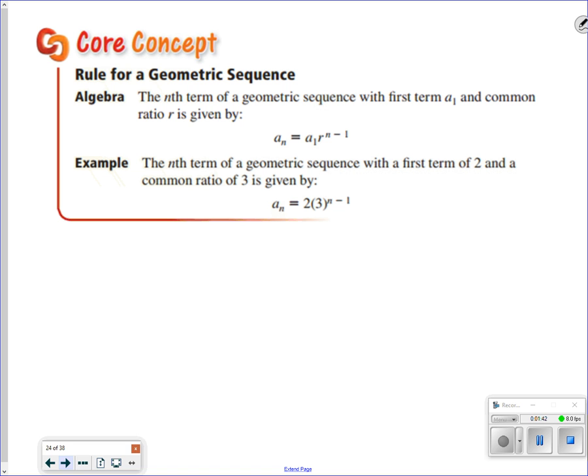Now the formula, and you will be given this formula: a sub n equals a sub 1 times r raised to the n minus 1. The only two things you need to know are what a sub 1 is, the first number in the sequence, and what the common ratio is. So again, similar to arithmetic, you need 2 pieces of information in order to write a rule.